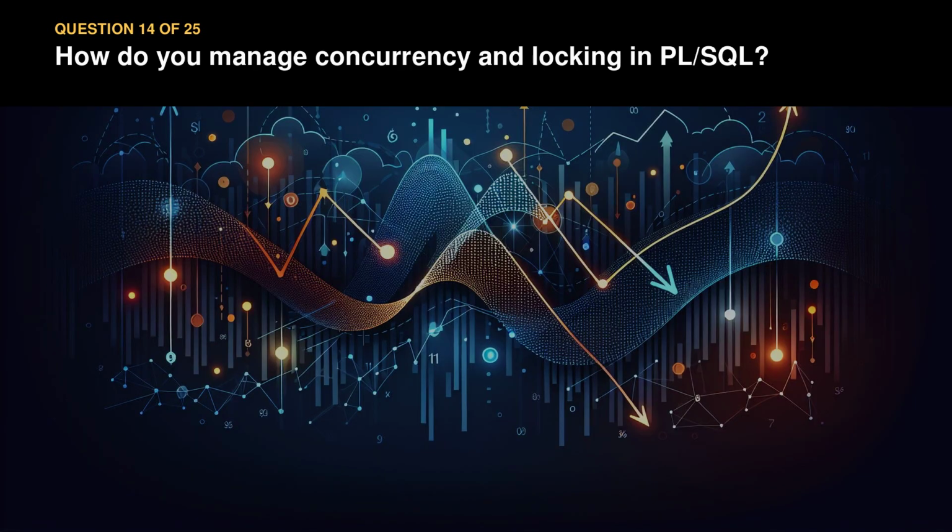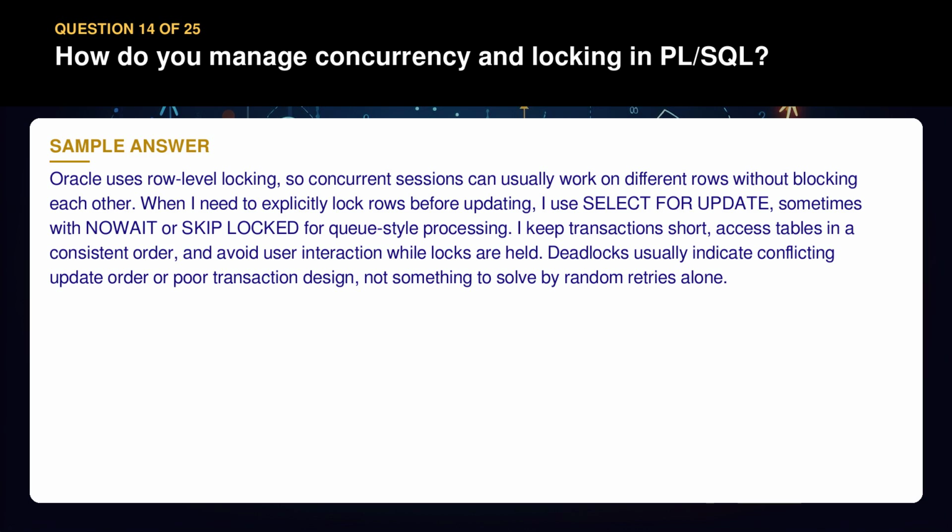Question 14. How do you manage concurrency and locking in PL/SQL? Oracle uses row-level locking, so concurrent sessions can usually work on different rows without blocking each other. When I need to explicitly lock rows before updating, I use SELECT FOR UPDATE, sometimes with NOWAIT or SKIP LOCKED for queue-style processing. I keep transactions short, access tables in a consistent order, and avoid user interaction while locks are held. Deadlocks usually indicate conflicting update order or poor transaction design, not something to solve by random retries alone.